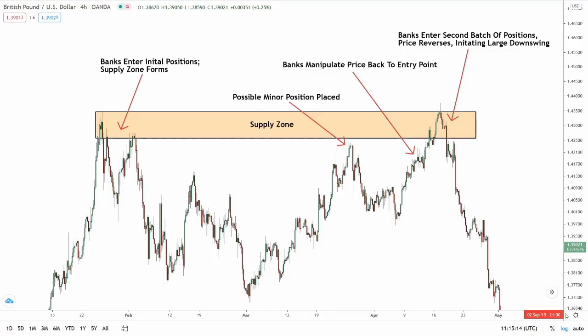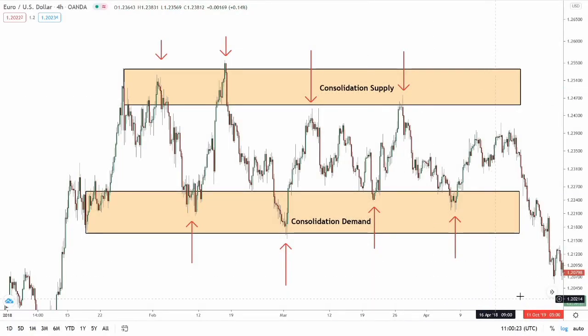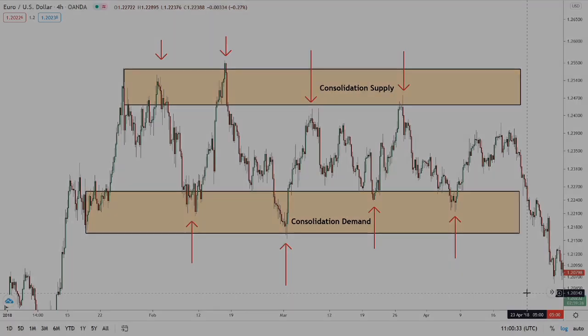Some supply and demand zones will also generate multiple reversals due to being part of a structure, usually consolidations. These zones, which form at the base and top of consolidations, will often cause price to reverse 2 or 3 times. But again, it's not because the zone itself is causing the reversal, it's simply due to the consolidation, price moving back and forth within the range.